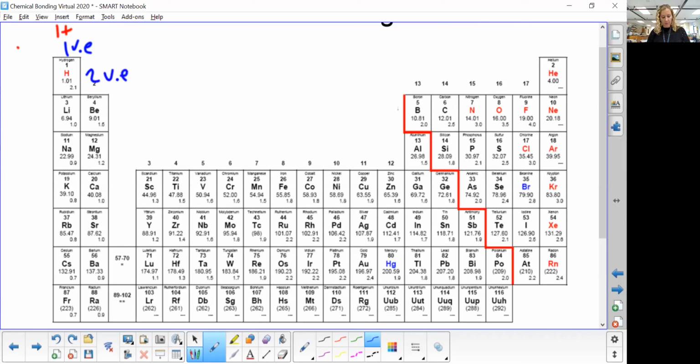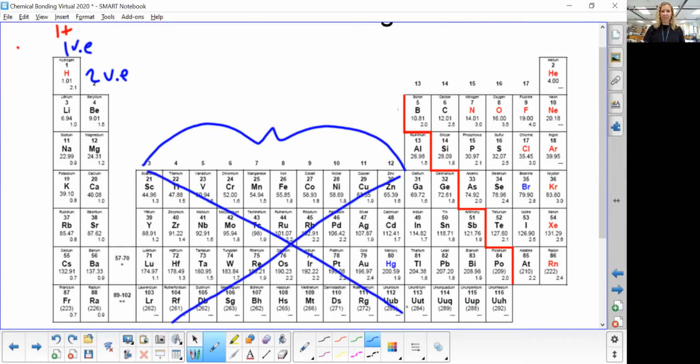We're going to skip this region. We're not going to do ions for this, okay? Those are transition metals. They do weird things. We'll cover that in a later course. And then we've got 3 valence electrons, 4, 5, 6, 7. You've got 2 right here, but then all of these have 8 valence electrons, all your noble gases.